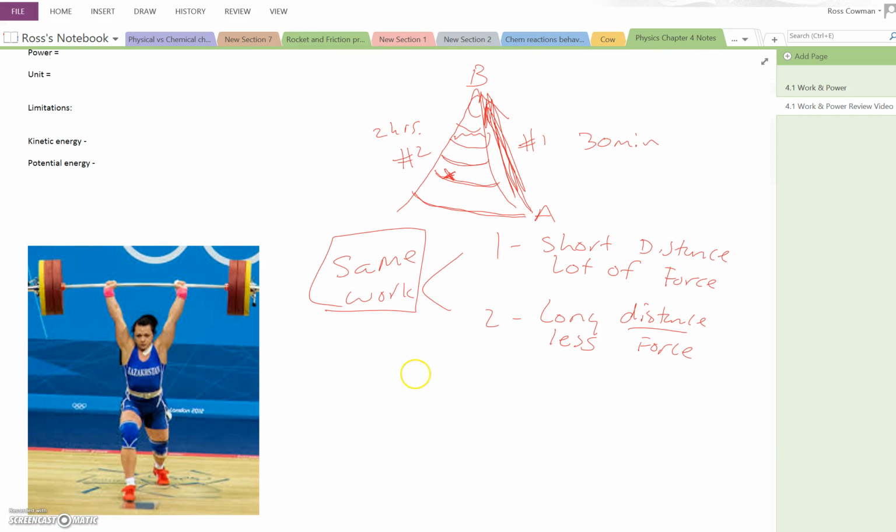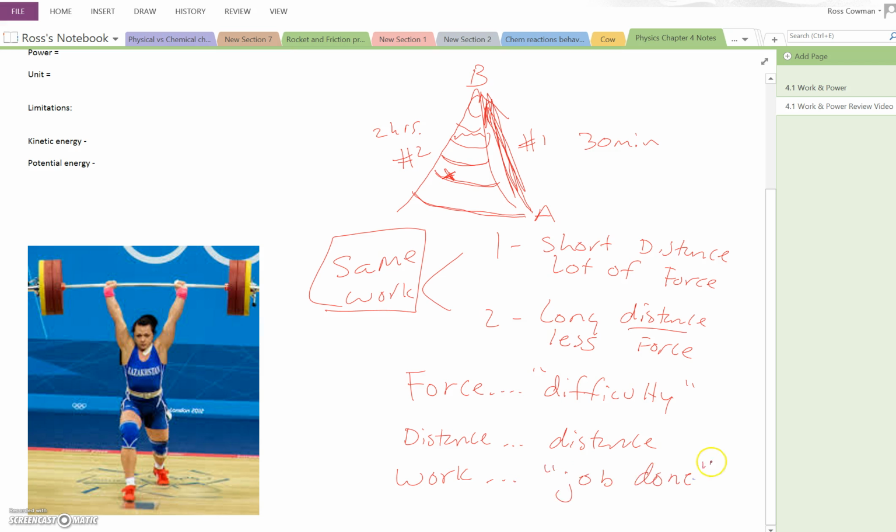So what we're seeing here is that force is essentially a measure of difficulty, right? It's how hard it is to get the work done. The distance is just distance, right? It's how far you're going to travel. It's how long it's going to take. However, work is kind of the job done. So if we want to do that job more easily in any one instant, we're going to try to limit the force. And if we decrease the force, that means we have to increase the distance, and the work will be the same.